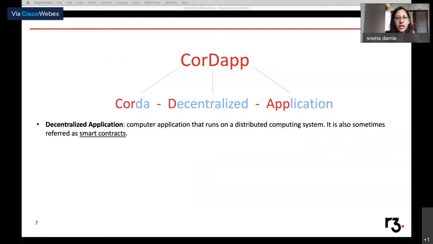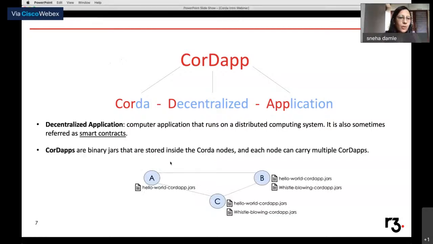A Corda app essentially has three parts to it. It will have a state, it will have a contract, and it will have a flow. We will talk in more detail about each one of these in the upcoming slides.